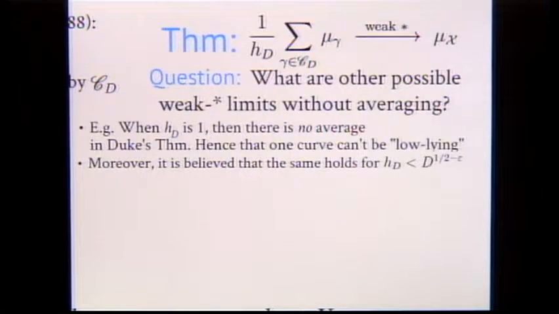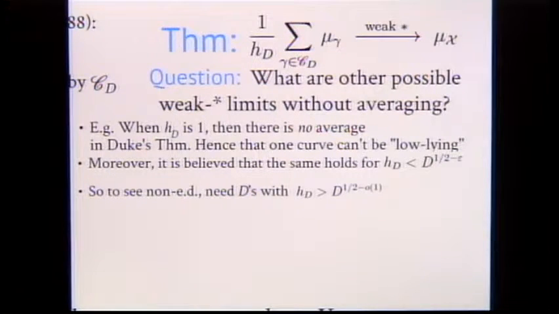Moreover, it's believed that, given any epsilon, and of course the class number is at most root d, if I move through discriminants of size at most d to the half minus any epsilon, for any fixed epsilon, individually, every single geodesic in that class should equidistribute. You should not need this averaging. That's kind of believed. And there's some partial progress towards this.